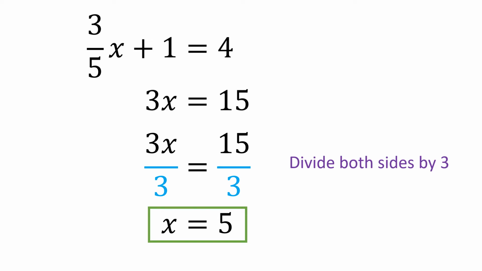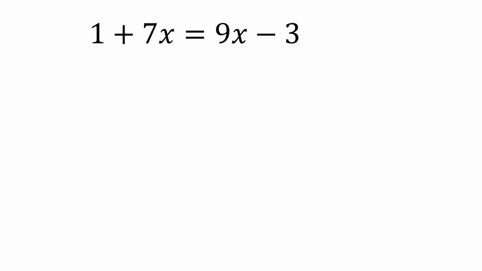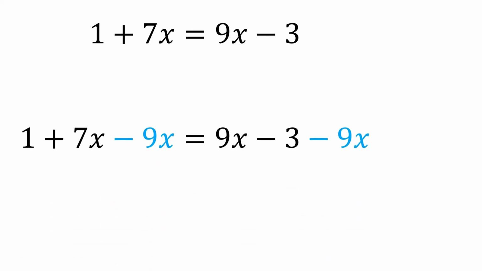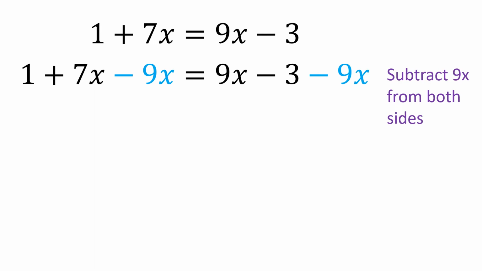Now let's say we have 1 plus 7x equals 9x minus 3. Now in this case, the variable x appears on both sides of the equation. Since we want to isolate x on one side of the equation, we need to eliminate its appearance on the other side. Now let us try to eliminate x on the right-hand side by subtracting 9x from both sides. So we have 1 plus 7x minus 9x equals 9x minus 3 minus 9x. Now this becomes 1 minus 2x equals negative 3.